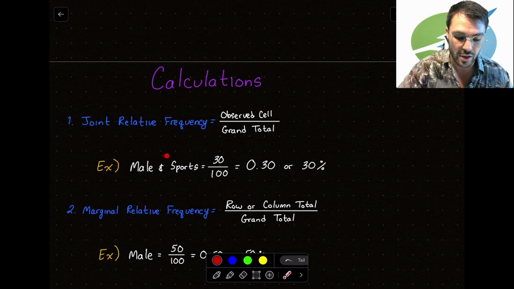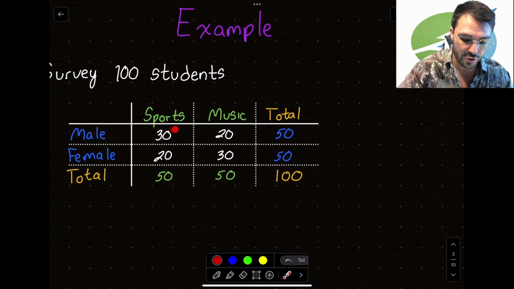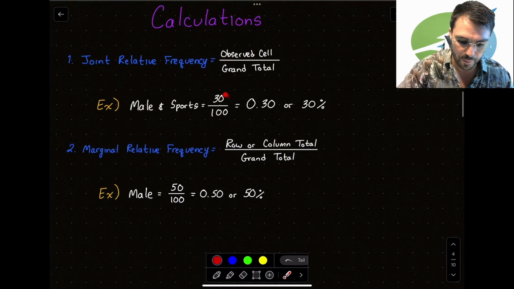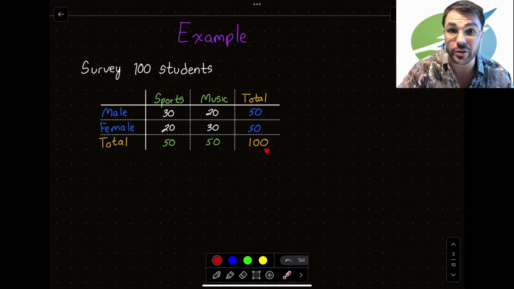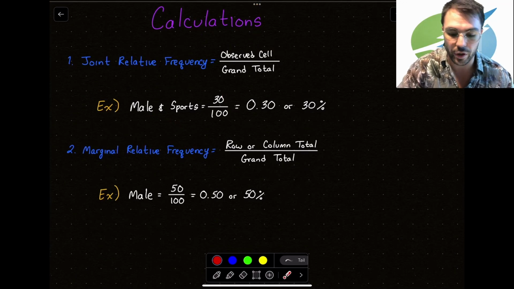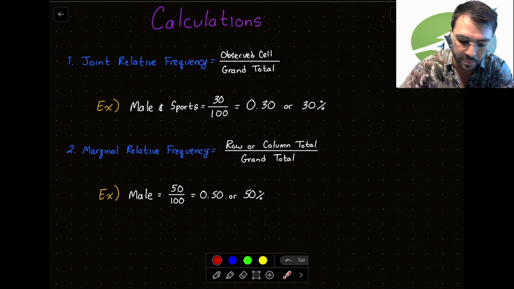So males and sports, you can see here we have 30 males who play sports, 30 up here. And then we divide that by the grand total. In our example, the grand total is 100. So the males who play sports is 30 divided by 100, which comes out to 0.3, or we can call that 30%.